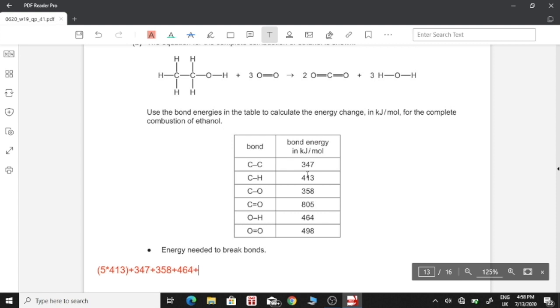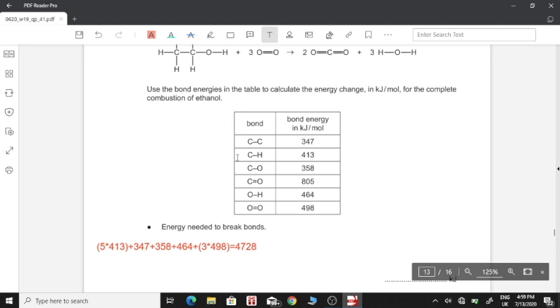And the last one is the 3 diatomic molecules of oxygen. So we have 3 into the double bond energy, which is 498. So when we add all of these, we get the answer as 4728.